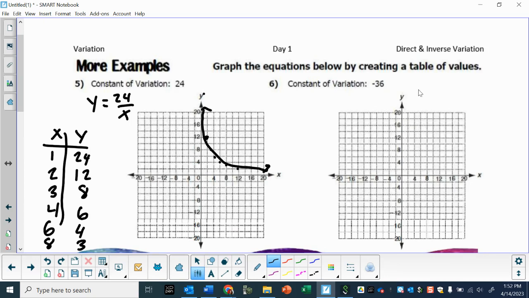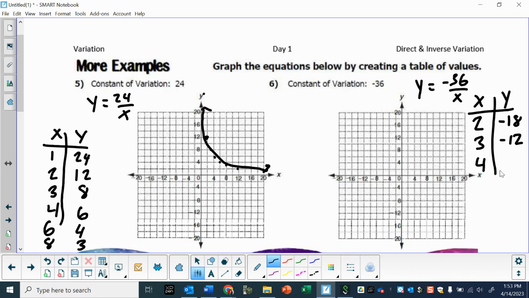If a constant of variation is negative 36, y equals negative 36 divided by x. When we make a table, we want to make sure we're picking values of x that will divide nicely. If we pick 2, negative 36 divided by 2 is negative 18. If we pick 3, negative 36 divided by 3 is negative 12. If we picked 4, negative 36 divided by 4 is negative 9. If we pick 6, negative 36 divided by 6 is negative 6.